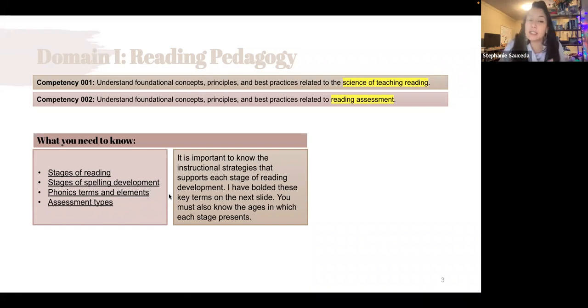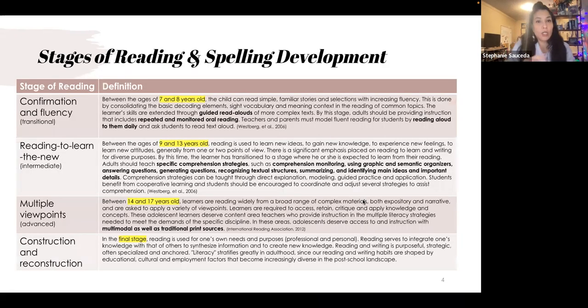So she says, I have bolded these key terms on the next slide. You must also know the ages in which each stage presents, right? And so each stage of the reading, each stage of spelling development, what is normal, right? And so you can see that very normally. And like I said, I always bring up my girls, but you can see as far as their handwriting and their spelling, where they are in their reading development better. So let me move on to the next one. So it's the stages of reading and spelling development.